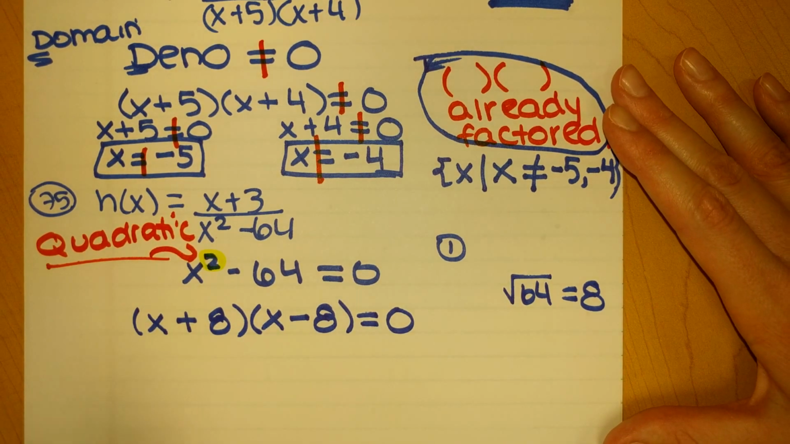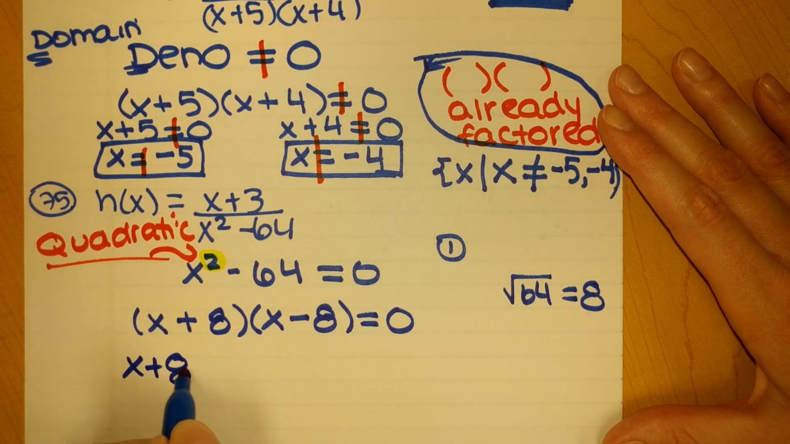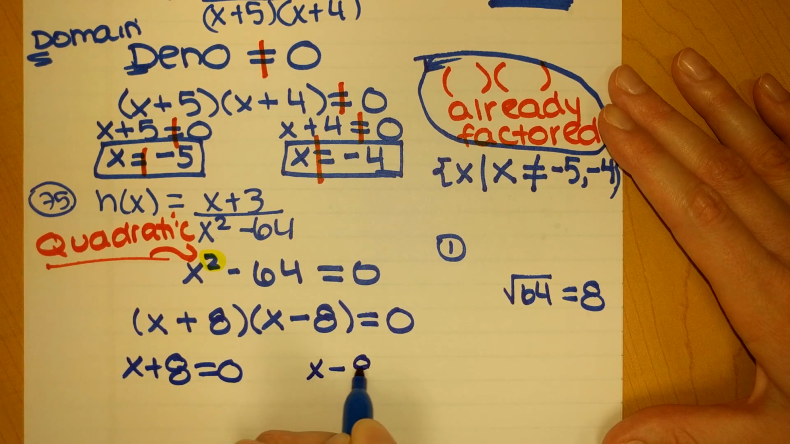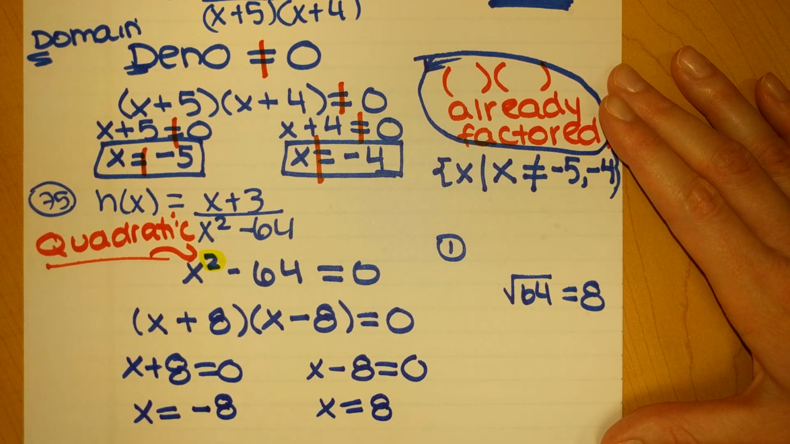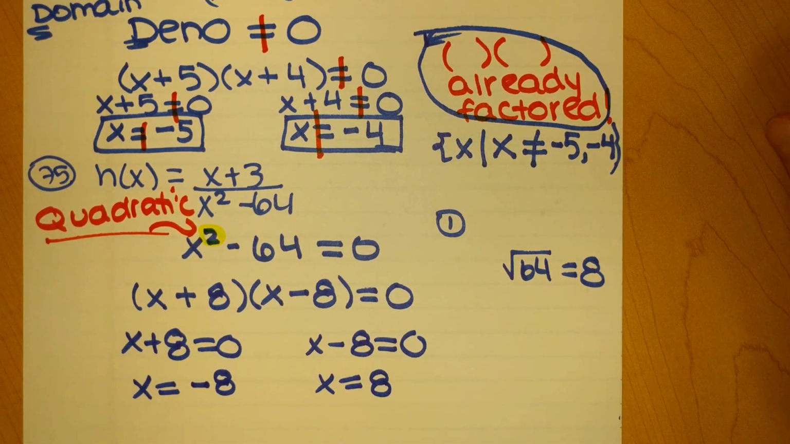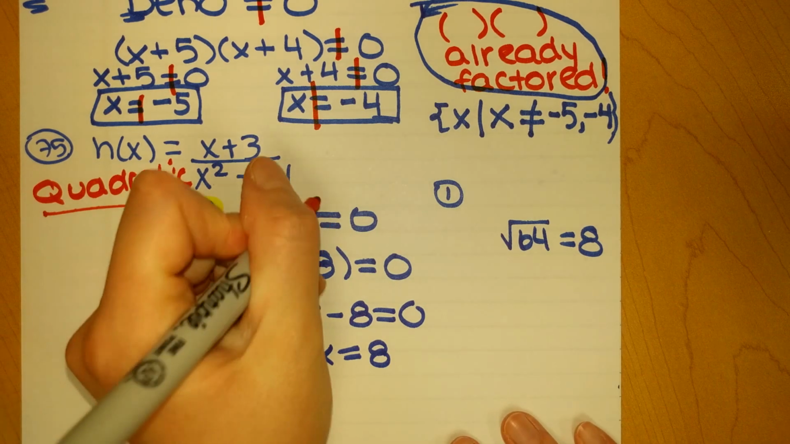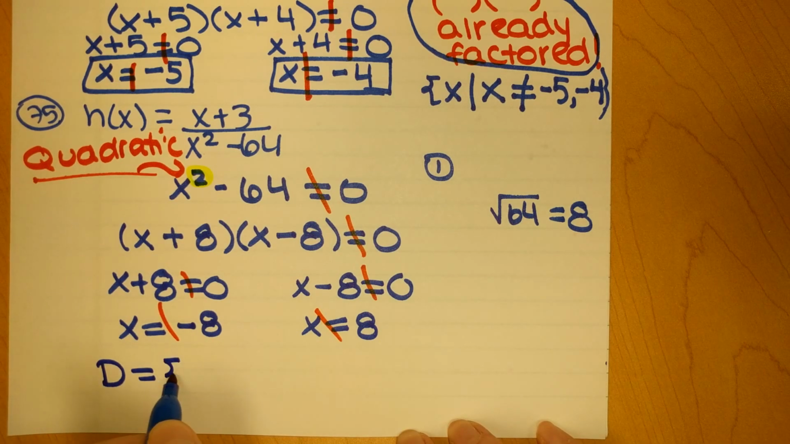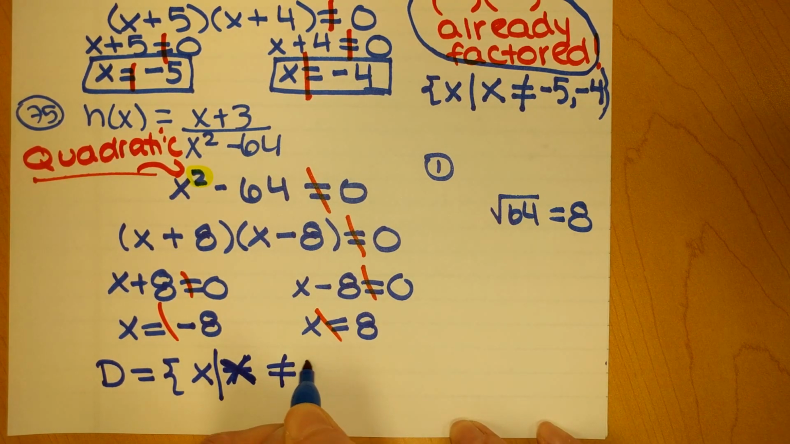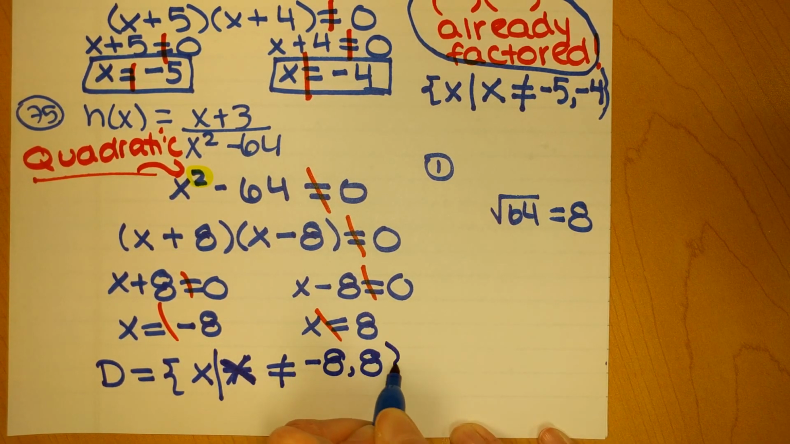So we factor as a difference of two squares, set the factors equal to 0, and then we are home free. We want to make sure that we do not have -8 and we do not have 8, because those two numbers will cause a 0 in the denominator. So again, we do not want those, and so we would say that our domain D is going to be given by x such that x is not equal to -8 and +8.